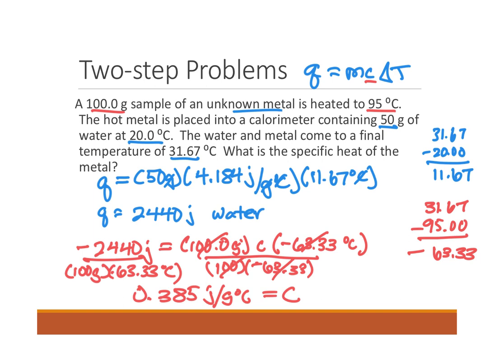which is going to equal the specific heat, or the c, for this unknown metal. So because we're using a calorimeter, this has to be two steps because heat is moving between the substance, from the substance into or out of the water. And so we can calculate the water, and then we go on to calculate the unknown metal.